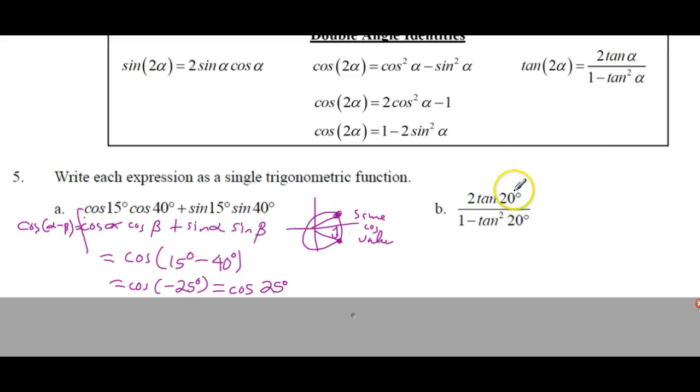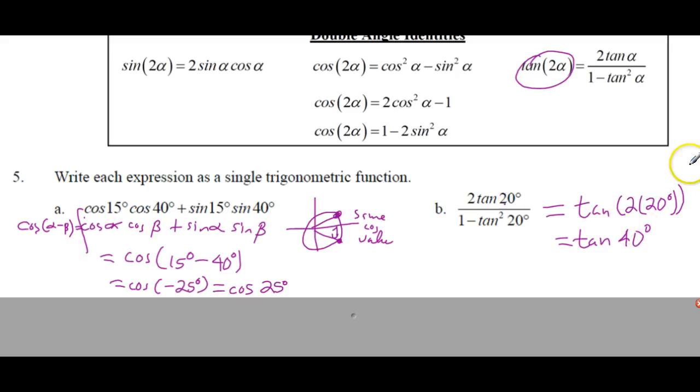Okay, I have 2 tan 20 degrees over 1 minus tan squared 20 degrees, right? I have something that looks a lot like that. Well, okay, it looks exactly like that, which means I have found an identity. So this is equal to the tan of 2 times 20 degrees, in degrees, which is equal to the tan of 40 degrees. So this is equal to tan 40 degrees.